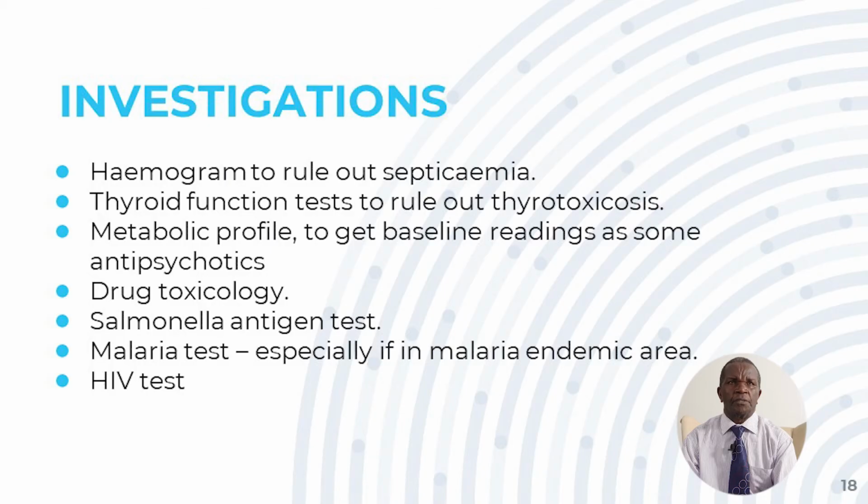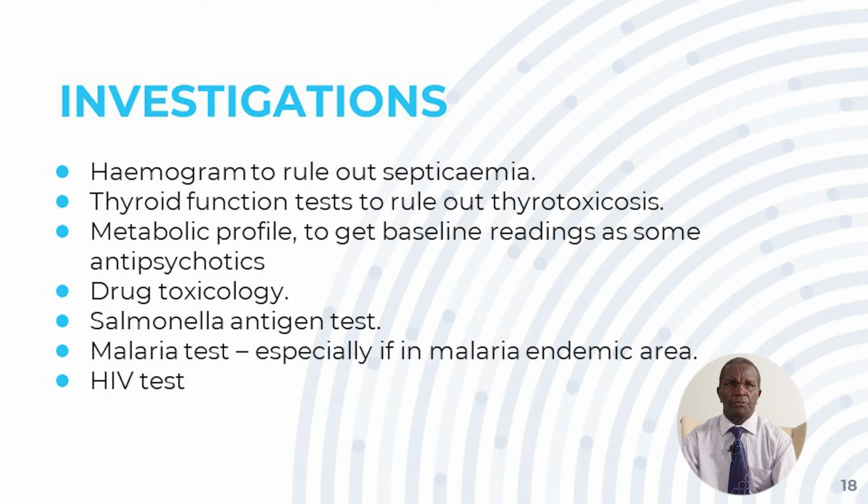Now, investigations. We do a full hemogram to rule out septicemia, which may also be a cause of acute psychosis. We do a thyroid function test. In thyrotoxicosis, some patients may present with features of psychosis. We also have to do a metabolic profile to get baseline readings, as some of the antipsychotics the patient will use or will have used can cause metabolic syndrome.